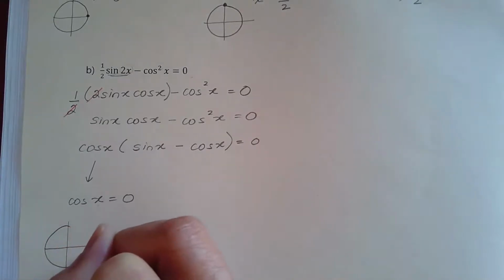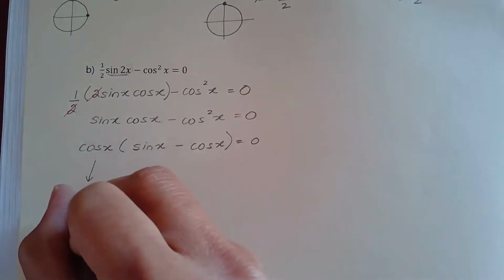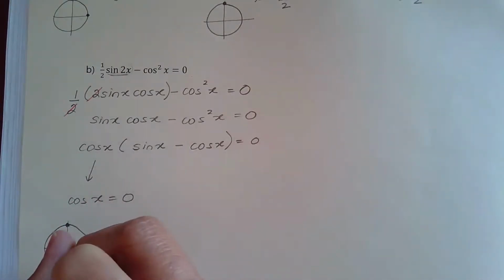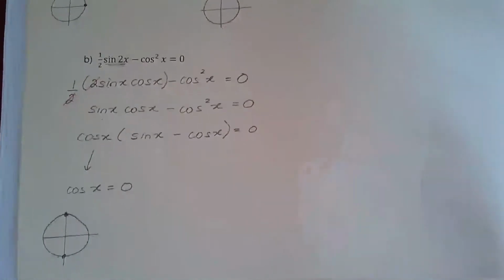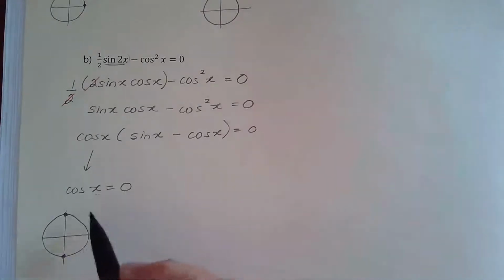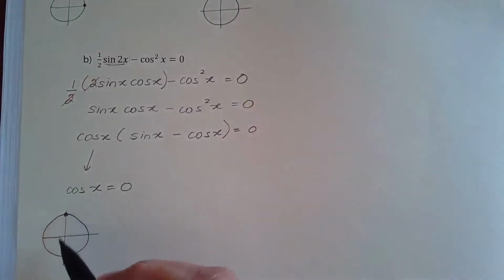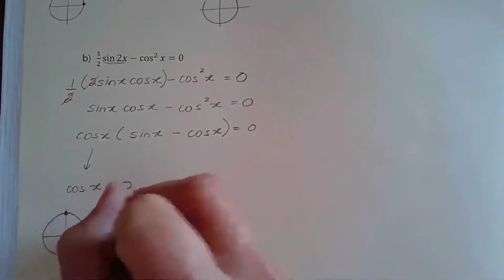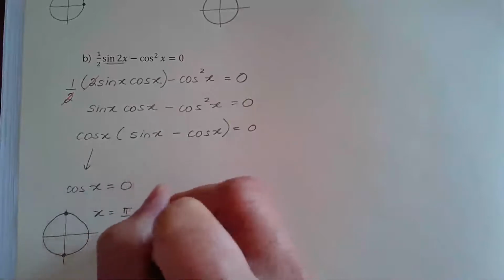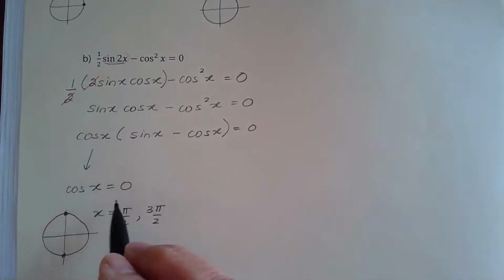Well, you could use your calculator, certainly. You take cos inverse of that. That's going to give us here and here. Or having our understanding of a unit circle, cos are the x values of the unit circle. So cos of the angle is 0 at pi over 2 and 3 pi over 2. So x equals pi over 2 and 3 pi over 2. So you've got two solutions just for that part.